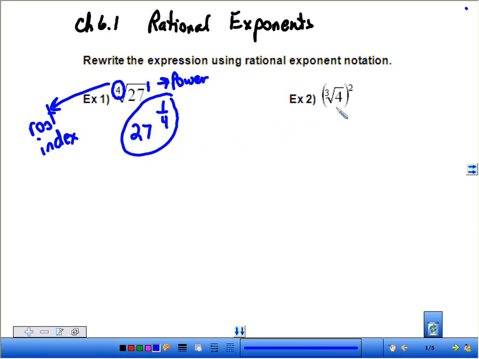Let's think about example 2. Now we have the cube root of 4 to the power of 2. The 2 is our power, the 3 is our root, so we have 4 to the power of 2 over 3. The power goes on top, the root goes on bottom.